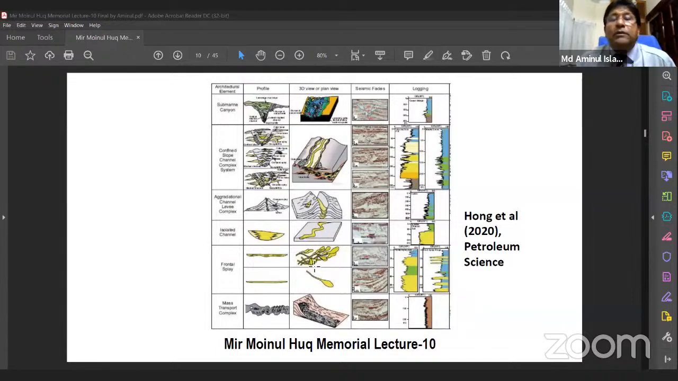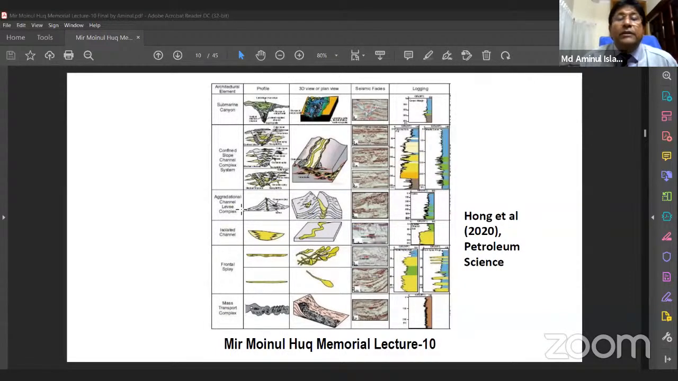Look at this beautiful slide. I will discuss them one by one. They have a submarine canyon, and the evidence of the submarine canyon is very clear here in the seismic. Within this submarine canyon, they have interpreted some bright amplitude anomalies. They also have a confined slope channel complex system. You see the structure, and inside the seismic there is a clear channel with some bright amplitudes. You don't need to be a very good interpreter. The seismic will tell you that there is something inside.